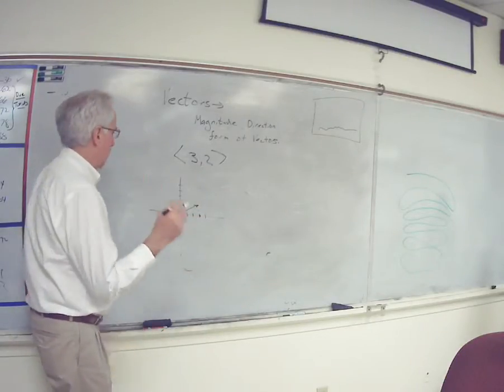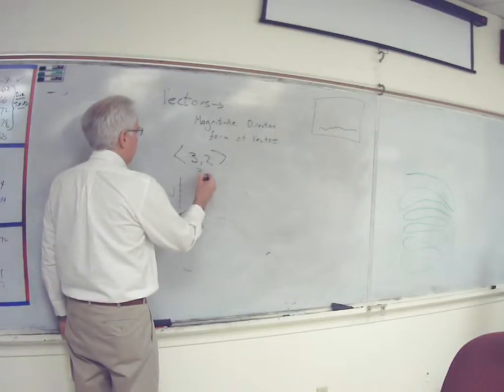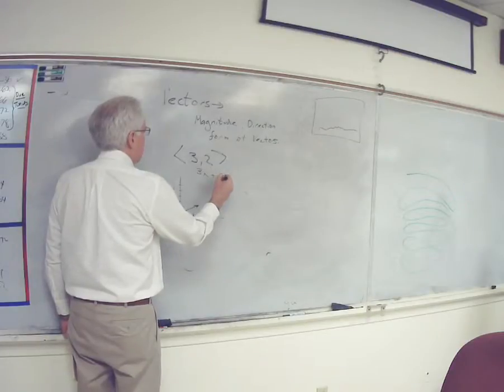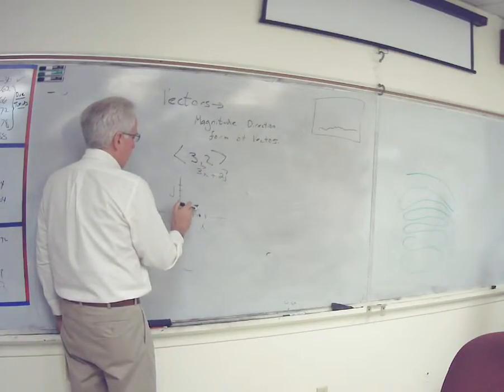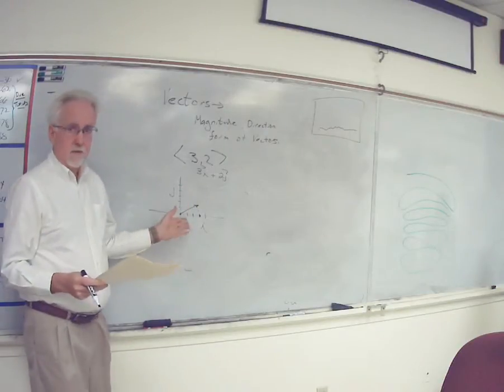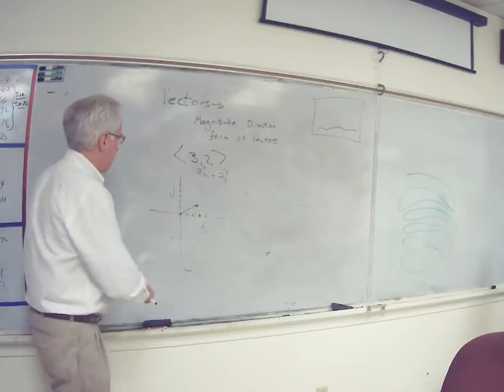If we were a little bit more formal, we would say this is the I direction, this is the J direction. That would be 3I plus 2J, okay? And so we go 1, 2, 3 in the I direction, 1, 2 up in the J direction. So that is the component form. That really makes a lot of sense.